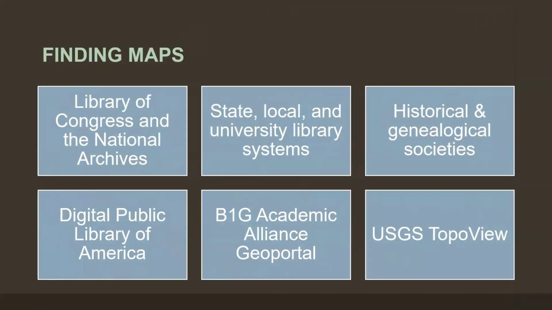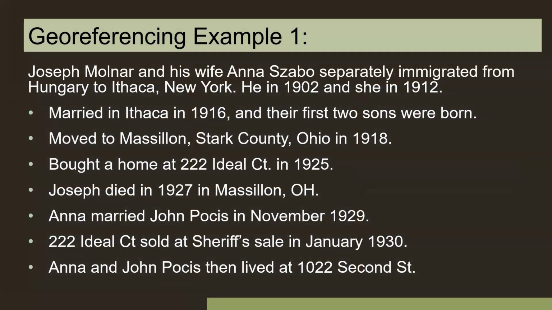So finding maps, you have to get creative. You've got to go looking for different sources for these. Oftentimes, there's a whole bunch of links in your handout on where to go looking for these. Be aware of street name changes over time. So here's my first example of georeferencing. We've got to hustle. I'm sorry, I'm going fast.